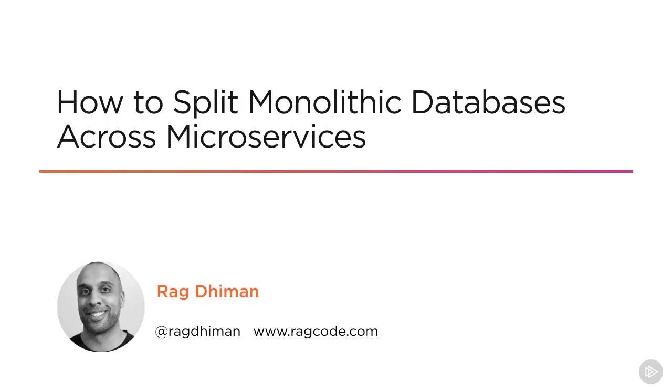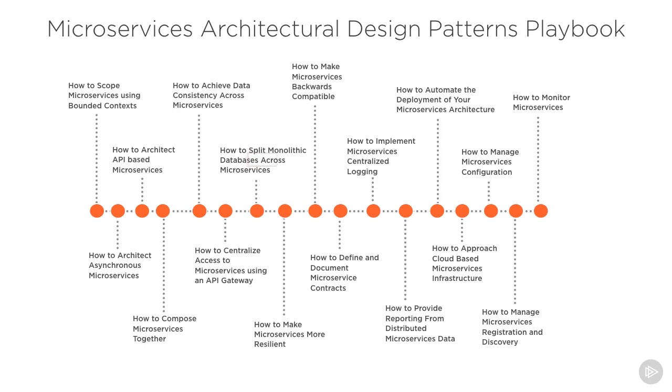Hi, this is Rag Diamond from Pluralsight, and welcome to the module titled How to Split Monolithic Databases Across Microservices. This is one of the modules from the 18 modules under the Microservices Architectural Design Patterns course.